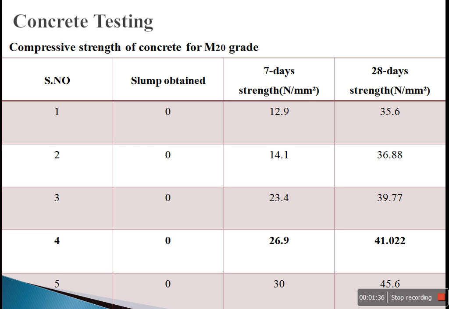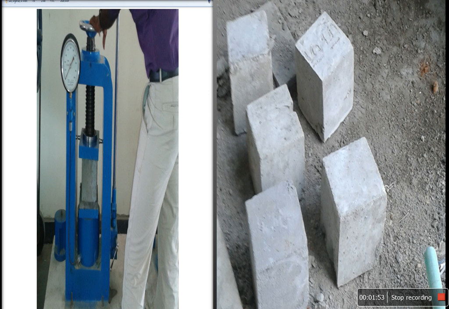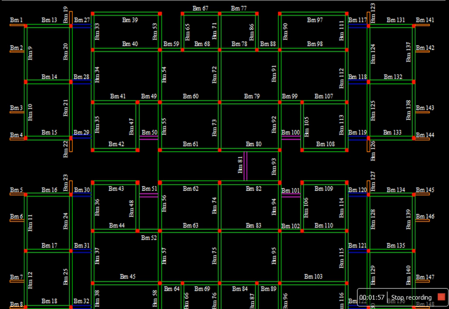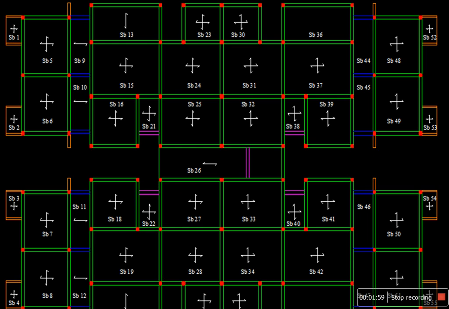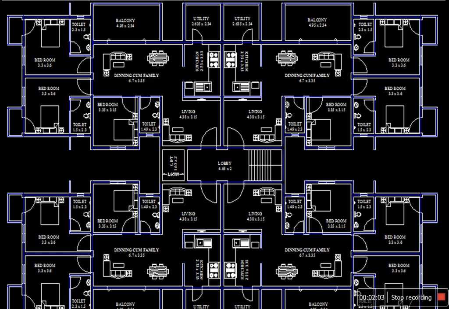Concrete testing as per 7 days strength, it is achieved as 26.99 Newton per mm square and 28 days strength 41.022 Newton per mm square. Compressive strength of concrete for M30 grade is achieved as 43.20 Newton per mm square for 7 days and 55.3 Newton per mm square for 28 days. These are concrete testing cubes. This is a plan of beam numbering, slab numbering, column numeration, and our plan.